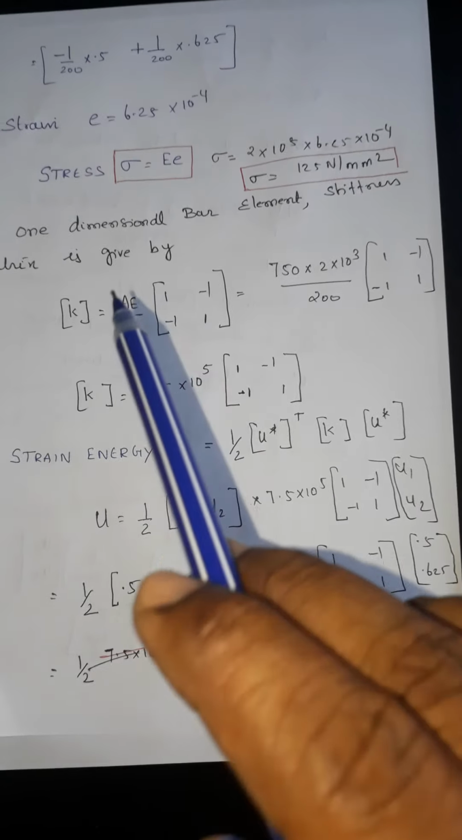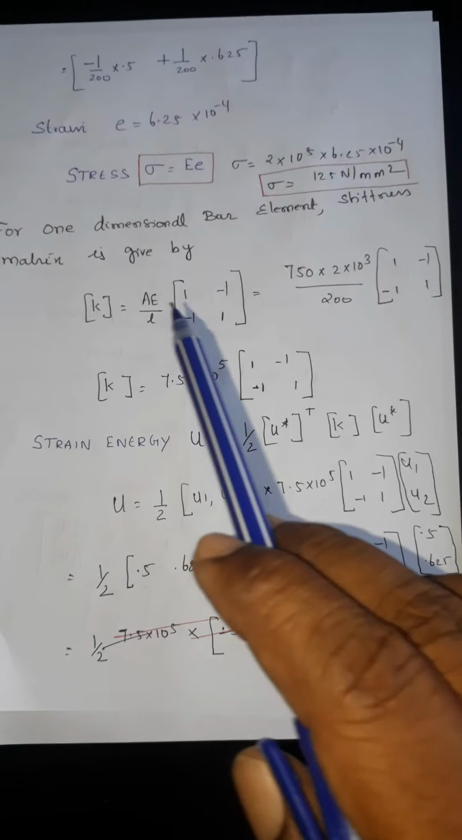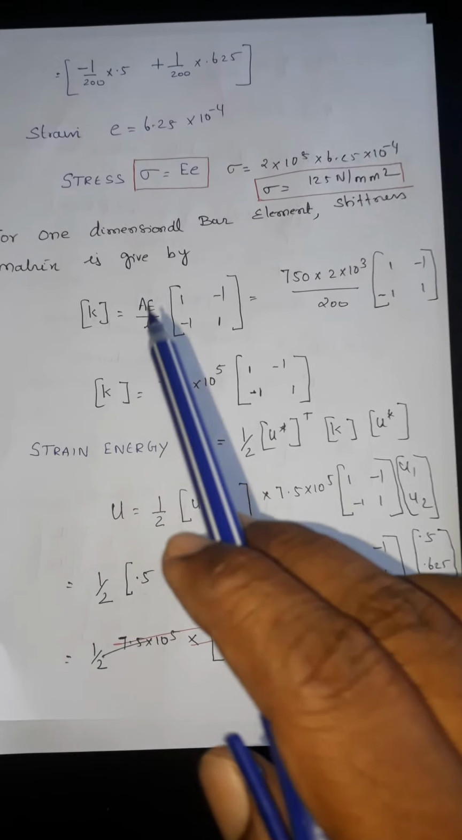Now the one-dimensional bar stiffness matrix is given. The stiffness matrix is AE by L times the matrix 1, minus 1, minus 1, 1. This we have already studied in many problems. This is the stiffness matrix, AE by L. The cross-sectional area is given, Young's modulus is given, and the length of the bar you know. So substitute these values over here. When you substitute, you get this. Multiply inside and you will get the stiffness matrix, or you can leave it like this.